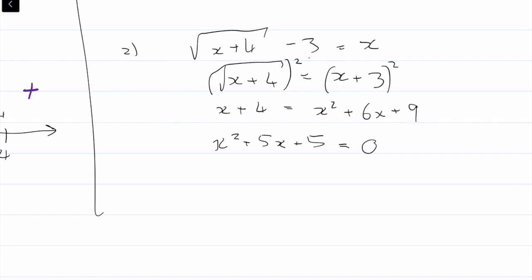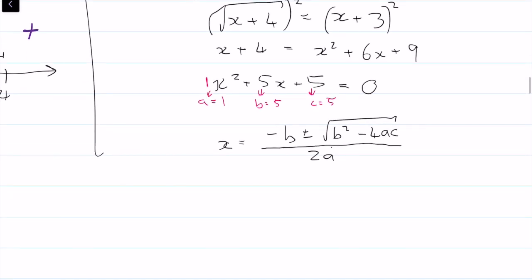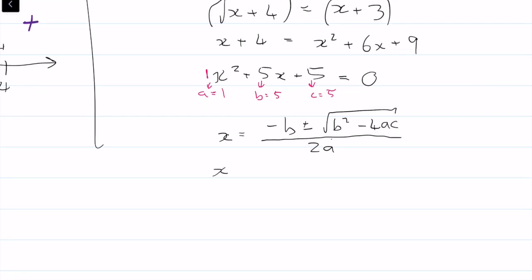And at this point, we can't factorize this easily, so what we're going to use is the quadratic equation. And the quadratic equation says that x is equal to minus b plus or minus the square root of b squared minus 4ac all over 2a. Okay, and then I'm going to plug in a equals 1, b equals 5, c equals 5. Okay, that corresponds to the constants. There's an invisible 1 there, right? And then when I plug this into my equation, I get the solutions x is roughly equal to minus 1.4, or x is roughly equal to minus 3.6.